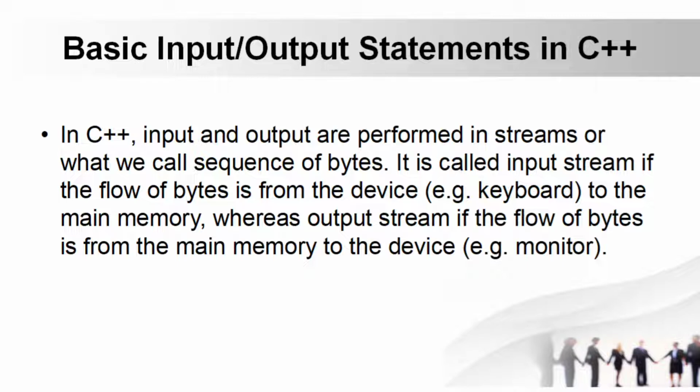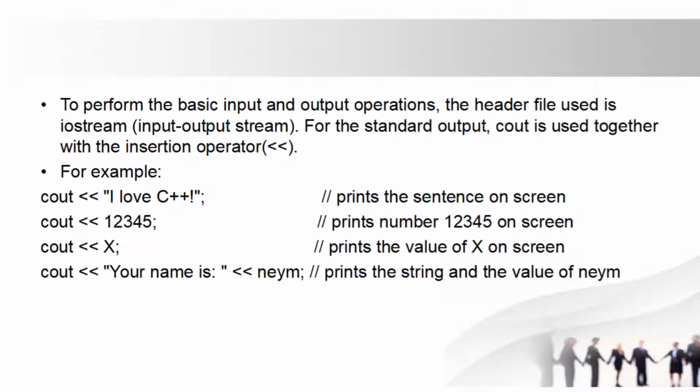In C++, input and output are performed in streams, or what we call sequences of bytes. It is called an input stream if the flow of bytes is from the device to the main memory, whereas it is an output stream if the flow of bytes is from the main memory to the device. To perform the basic input and output operations, the header file used is iostream. For the standard output, cout is used together with the insertion operator, like the example shown below.